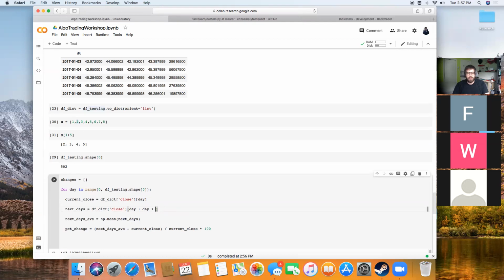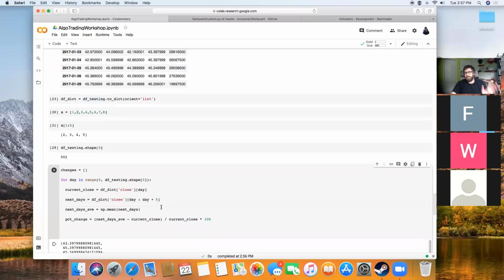Like I told you, the things I'm doing here do not mean it is a good strategy or a good trading thing to do. It's just giving you a kind of framework that you can play with later on and experiment with whatever you want. All right. Okay, so this will be the next days for every day, and this will be the current closing price. This will be the average of the next days, and the percentage change will just be the next days' average minus the current closing price, divided by the current closing price, times 100.